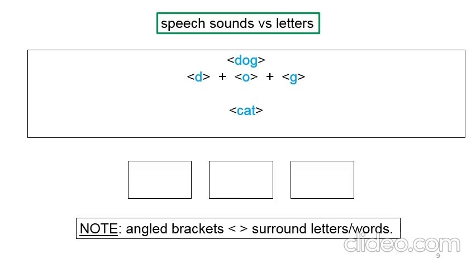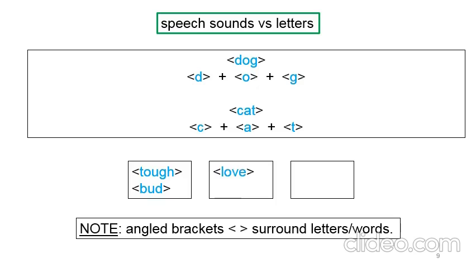Let's do the same thing for the word cat. It has three letters in angled brackets, C, A, and T. And it has how many speech sounds? K, A, T. Three. What about tough? Tough has five letters and T, A, F, three sounds. Bud, three letters, and b, a, d, three sounds.